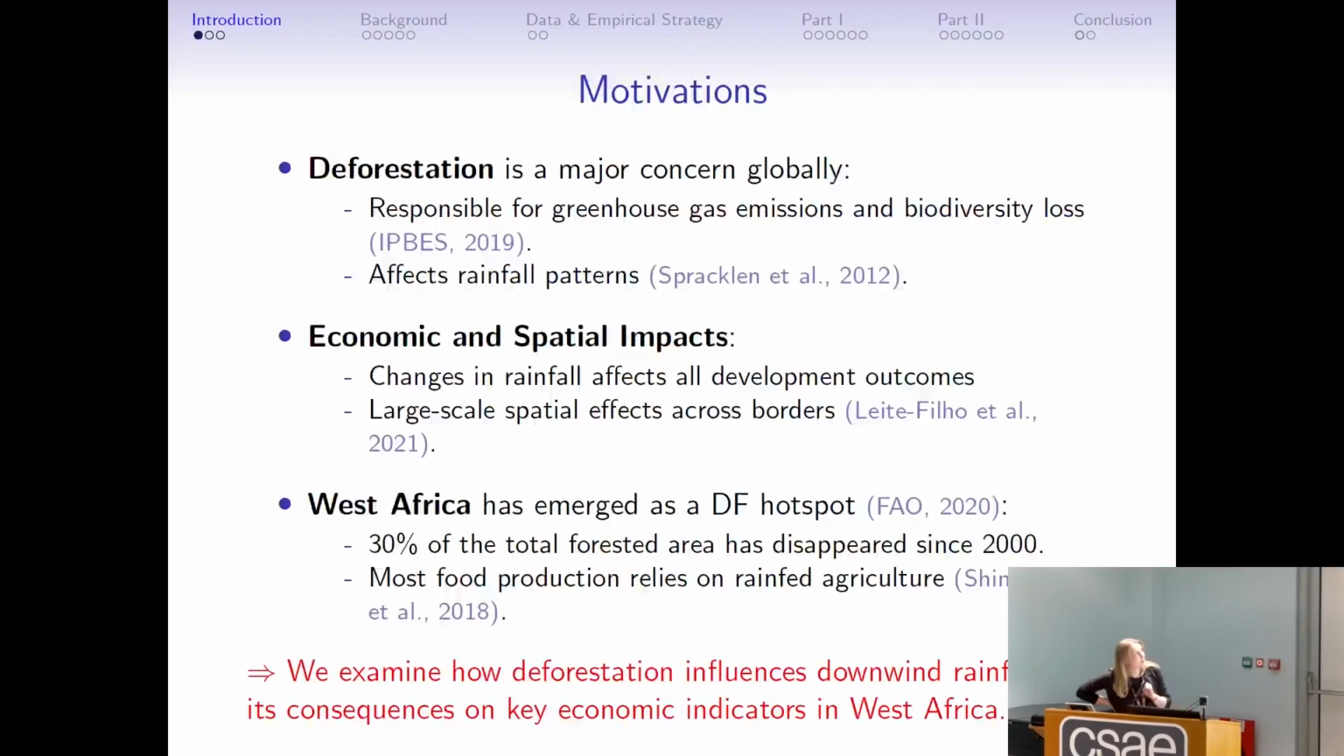So a bit about the motivations for this paper. First of all, deforestation is a major concern globally. It's responsible for greenhouse gas emissions, as you may know, and biodiversity loss. And it also affects rainfall patterns, which will be the focus of this paper. Changes in rainfall affect all development outcomes, and there is a large spatial effect across borders.